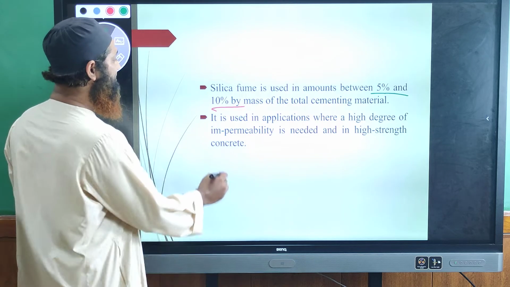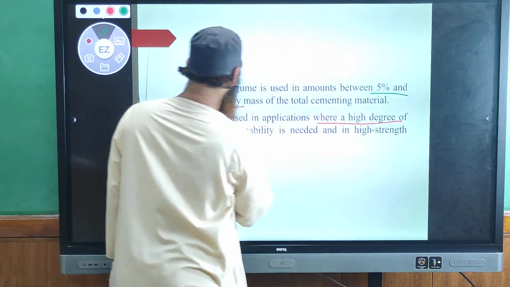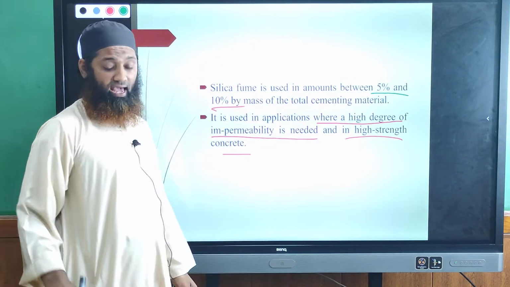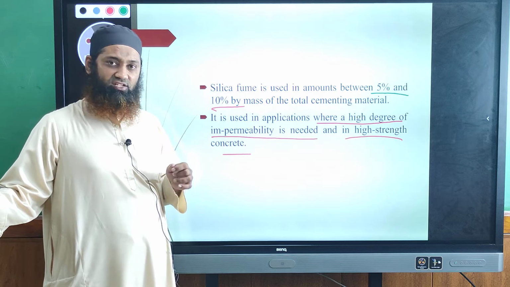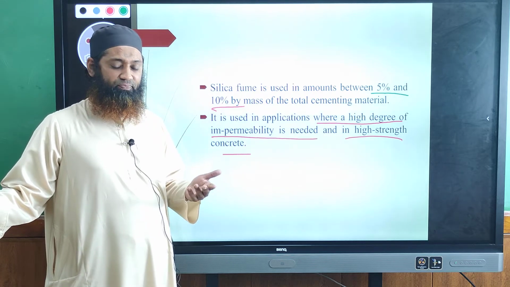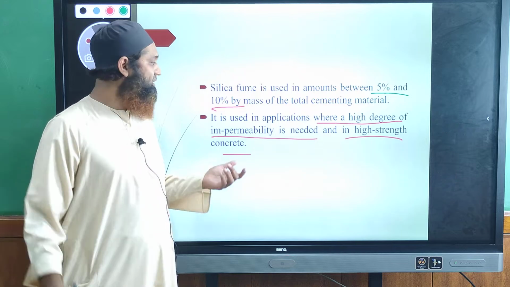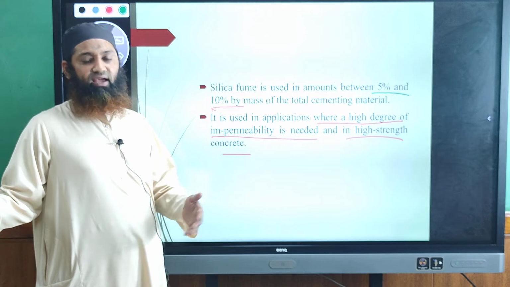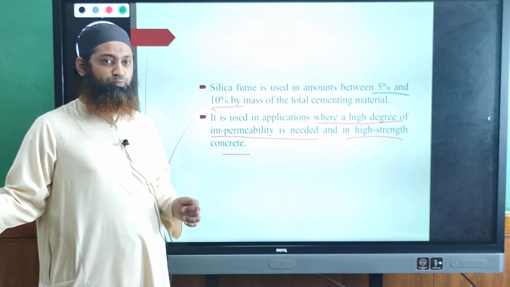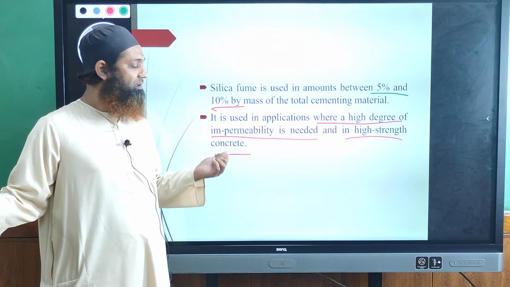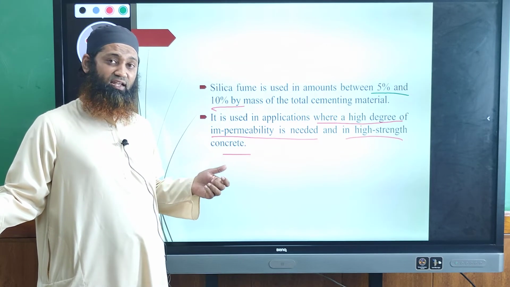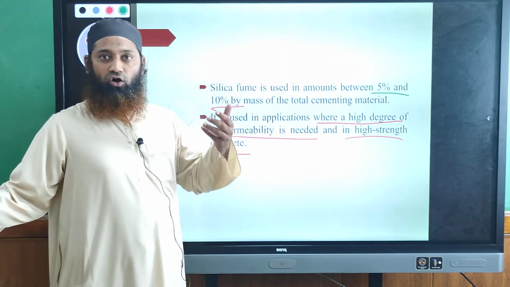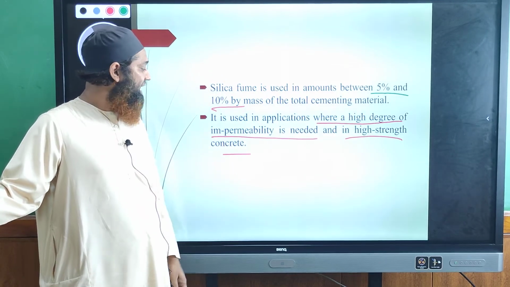It is used in applications where a high degree of impermeability is needed and in high strength concrete. As I told you, the size of the particle is very small, so the advantage is that it can be used in places where high impermeability is needed, such as places with a drainage system where a lot of water flows. At those places, silica fume can be used because it is very good in impermeability. It doesn't let anything flow through it. It is impermeable and it is high in strength also.